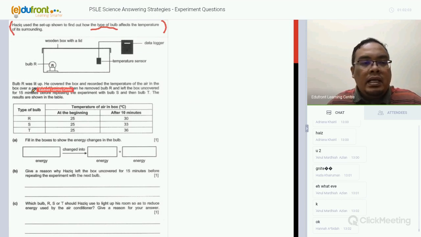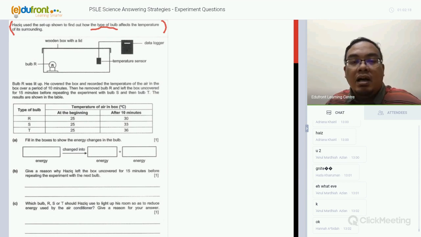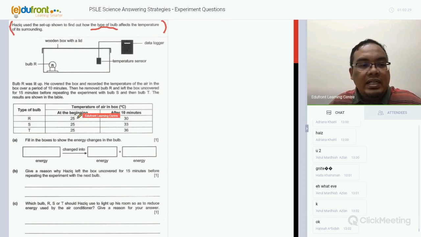Okay, and so bulb R was lit up. He covered the box and recorded the temperature of the air in the box over a period of 10 minutes. He then removed bulb R and left the box uncovered for 50 minutes. Why must he leave the box uncovered for 50 minutes before you repeat the experiment using another bulb? So they will ask you this in the question. And this is the result of the experiment, the different types of bulbs.